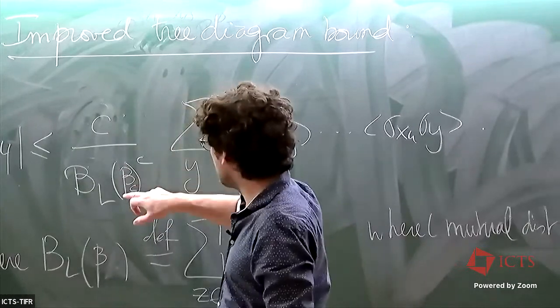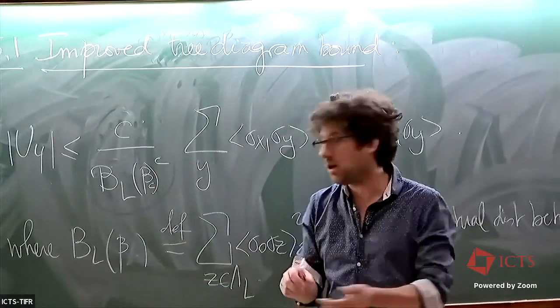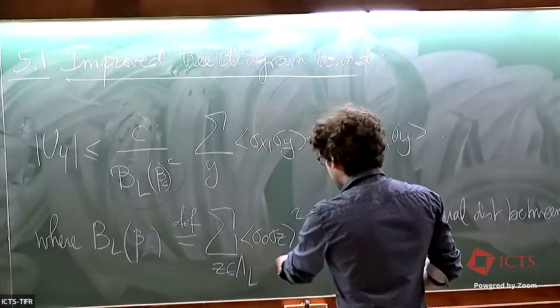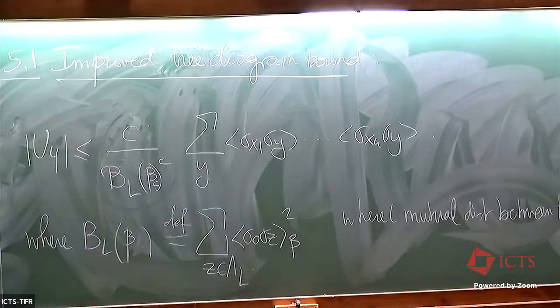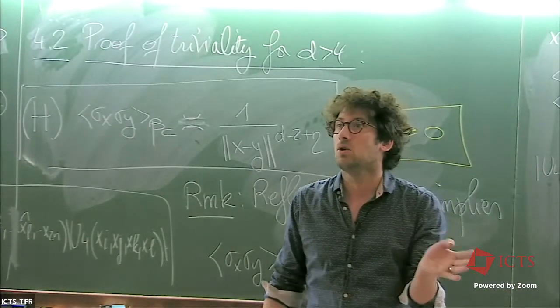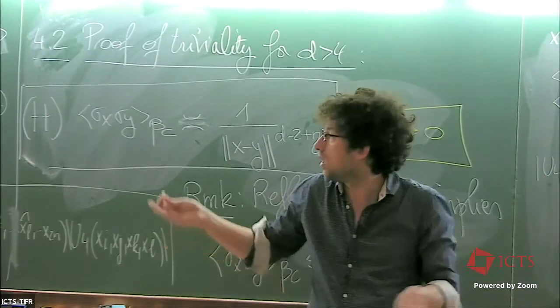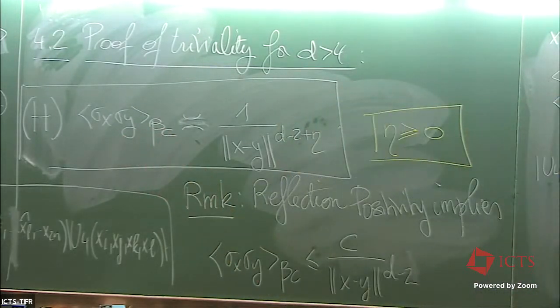So adding this thing is completely useless in dimension 5 and more. Why? Because if you look at this here, if you plug the bound here, you see that it's finite. So the bubble diagram in dimension 5 and more is finite. So you don't gain anything. You get a different constant, but you get exactly the same.